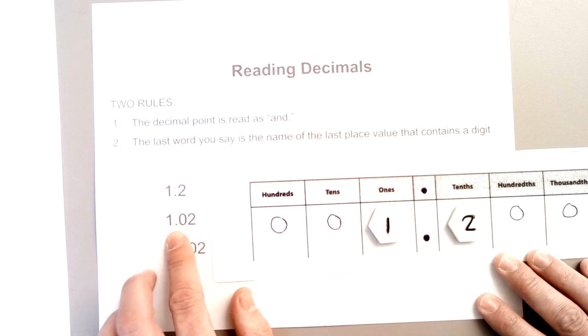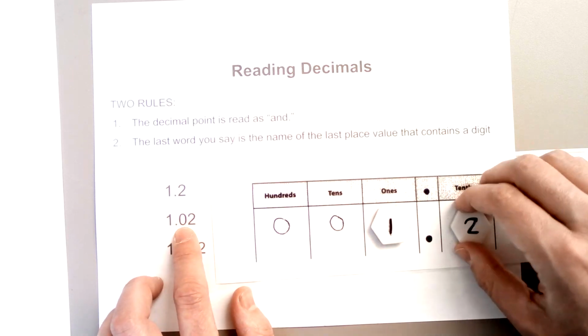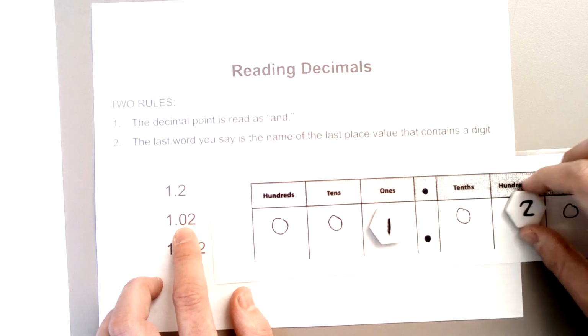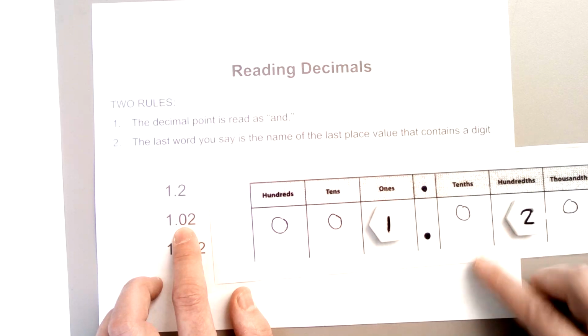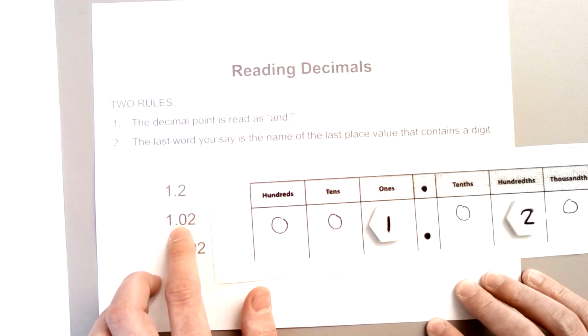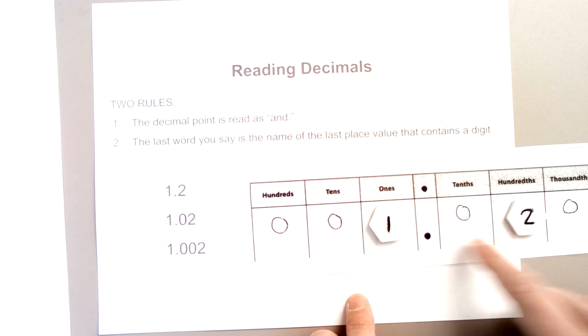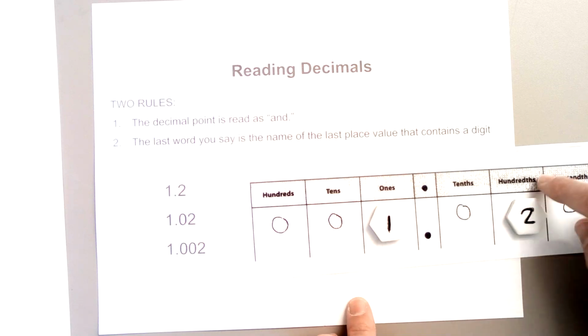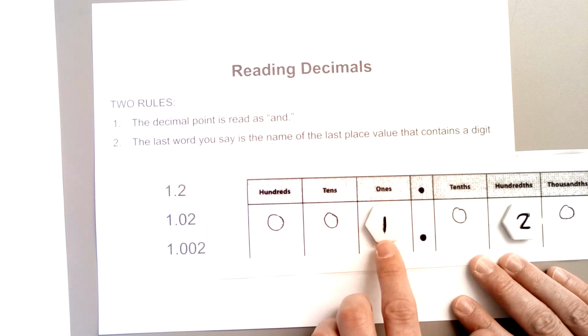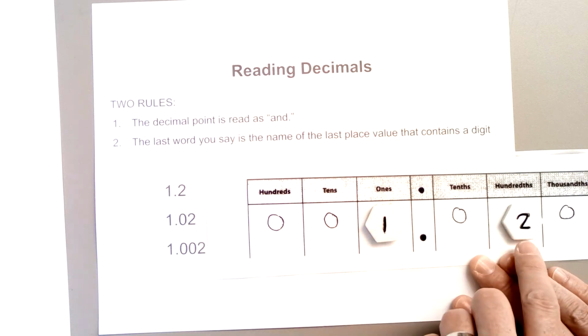This number here, I see that there is a 0 in the tenths place. So on my place value chart, I just have these zeros here for when I don't have a number tile. There's a 0. That 2 is 2 place values to the right of the decimal point. So 2 place values to the right of the decimal point is the hundredths place. So we would read this number as 1 and 2 hundredths.